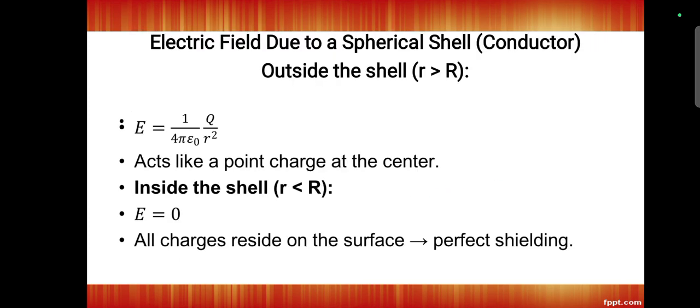Next, the electric field due to a spherical shell that is a conductor. Outside the shell, that is small r greater than capital R, where small r is the radius, E is equal to 1 by 4 pi epsilon naught into Q divided by r squared. It acts like a point charge at the center. Inside the shell, r is less than capital R, so E is equal to 0. All charges reside on the surface, which is perfect shielding.